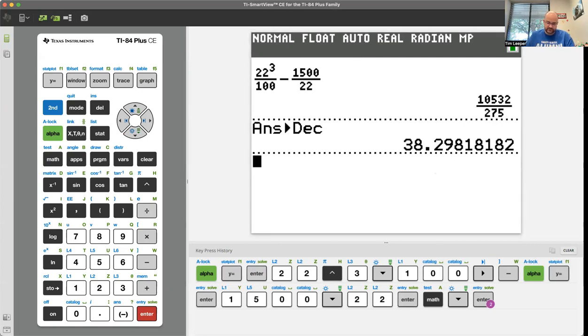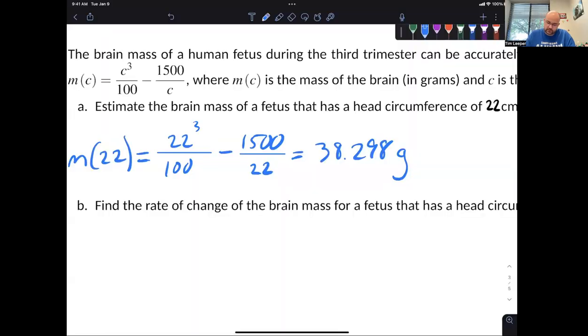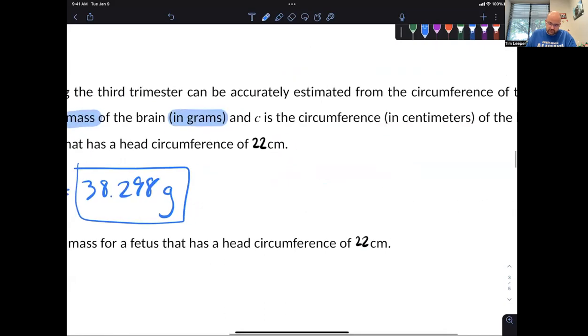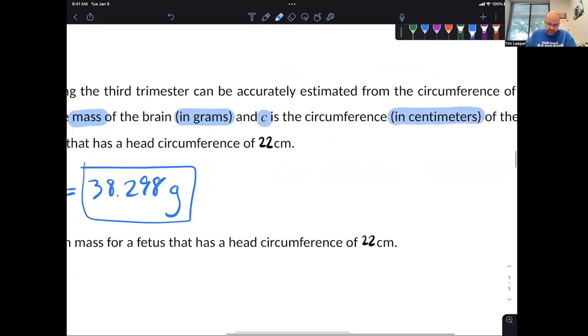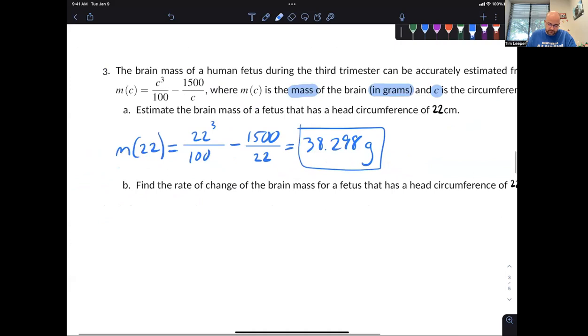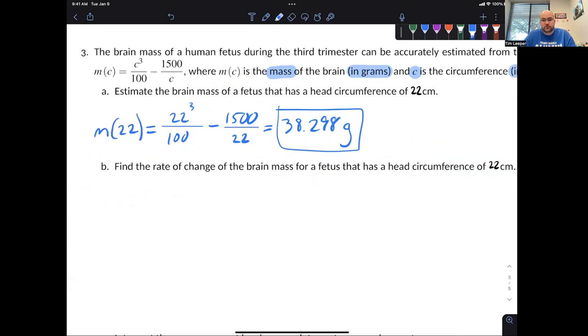Now notice that in the question, we're told that the mass is in grams. So the units here will be in grams. Circumference, of course, is in centimeters. Good deal. Alrighty, fantastic. Well, that's A.